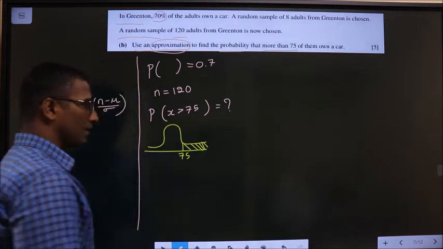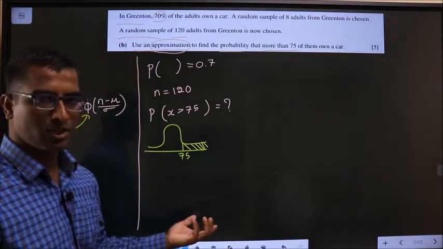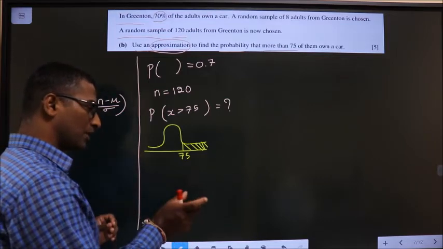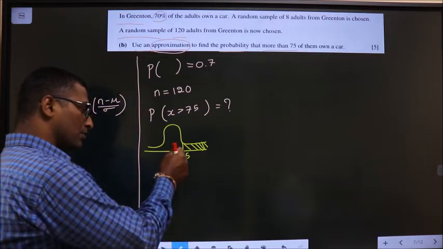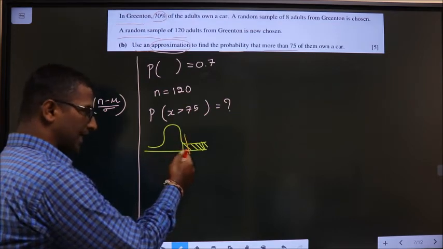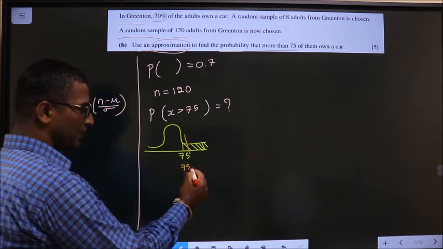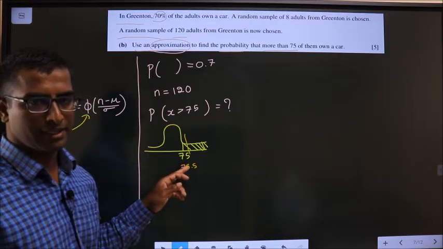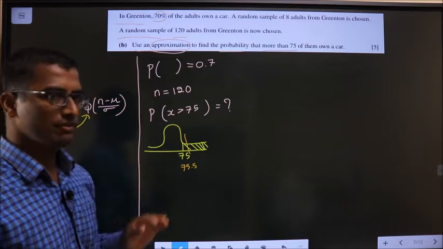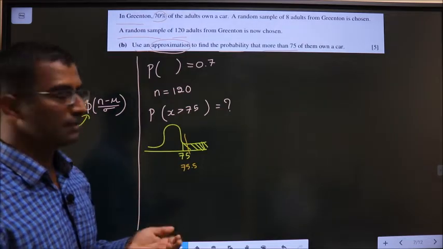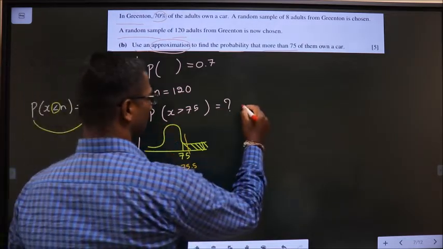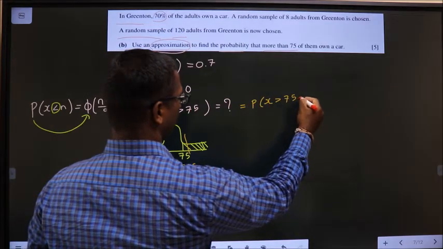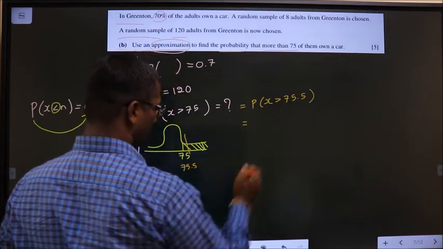Now, the normal distribution is not given in the question. You are using it. In that case, 0.5 correction means move this bar to the right side to 75.5. This number 75 should not be included. In such a way you move it. So now this will become P of x greater than 75.5.